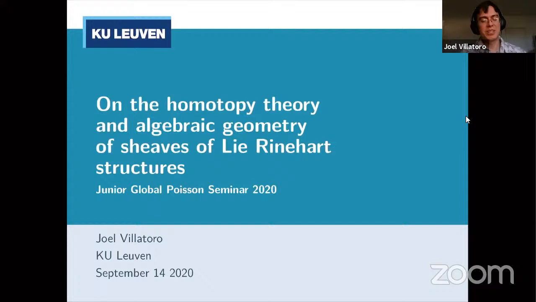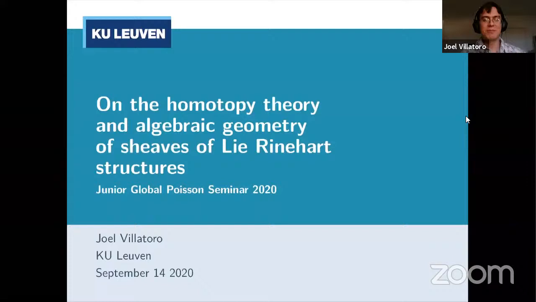Because I'm not 100% sure everybody is super familiar with Lie-Rinehart structures, what I'm going to try to do is go pretty fast through a lot of definitions of things involving Lie-Rinehart structures, just so that I can get to the point I want to make. But if you get confused at some point and you forget, I shared the slides so you can look at the definitions on your own time.